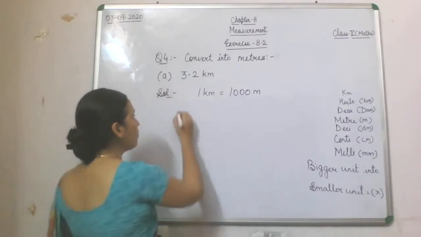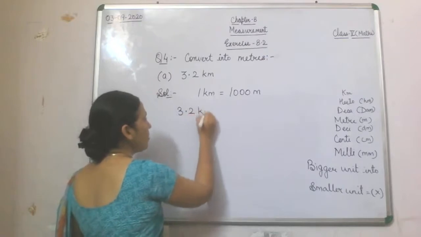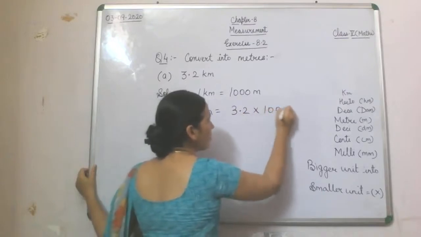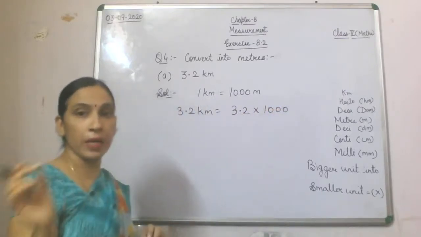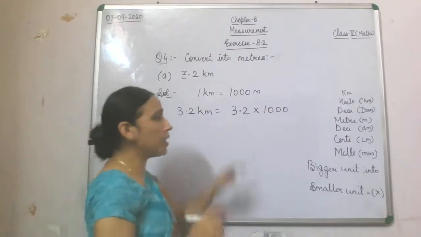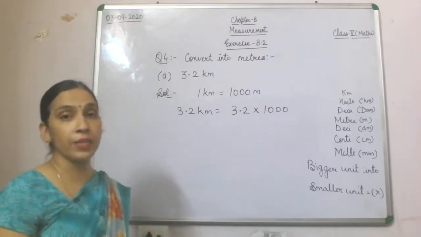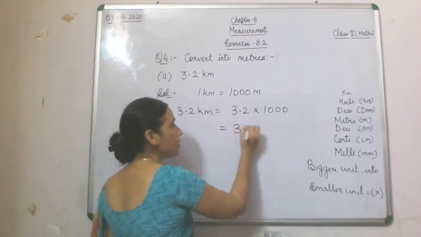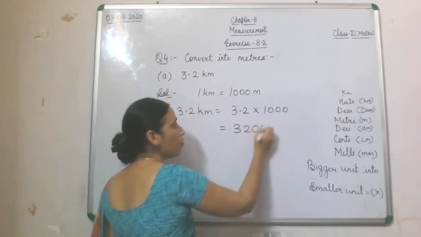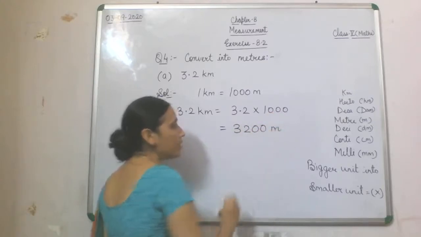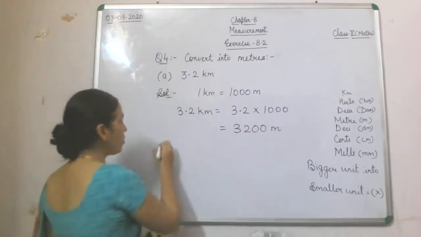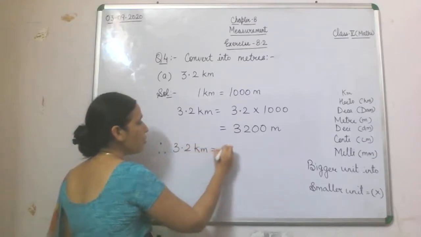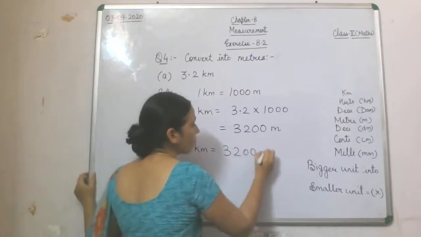So now what will we do? This 3.2 kilometer: now this 3.2 will be multiplied by 1000. Now the decimal is going to shift 3 places towards the right. Here we have only 1 place, so 2 more places do we require here. So we'll put 2 zeros and this answer will be in meter. Therefore 3.2 kilometer is equal to 3200 meter.